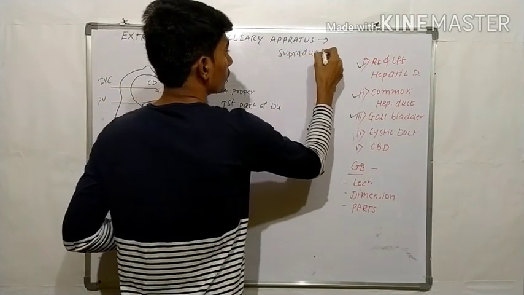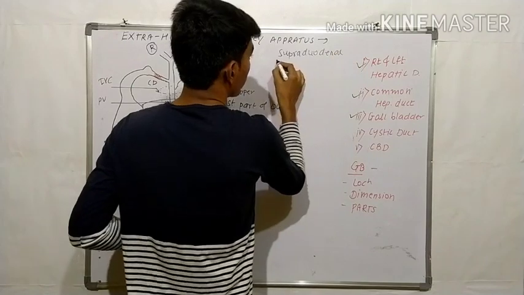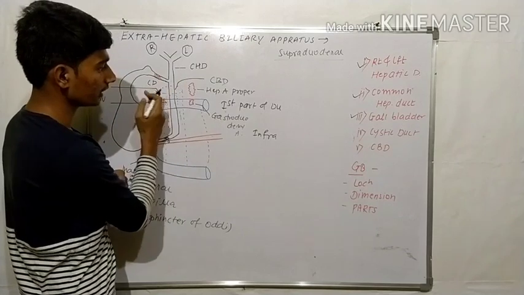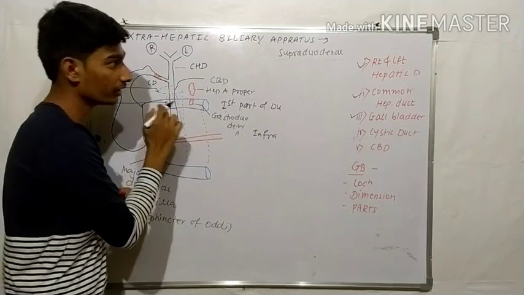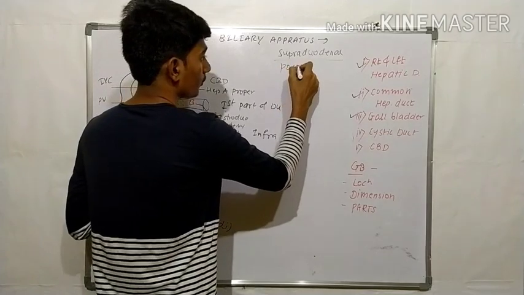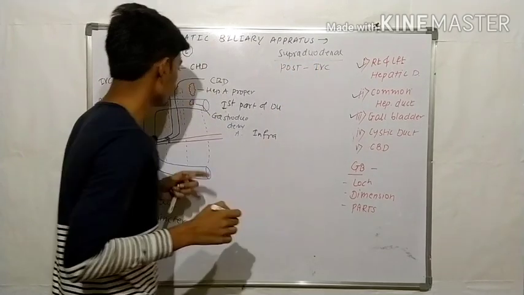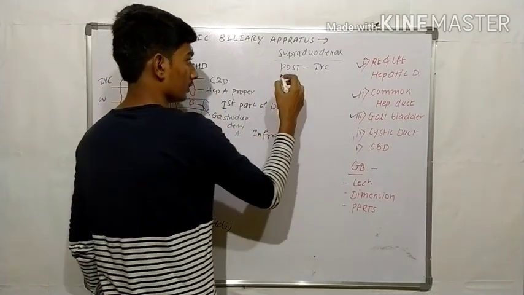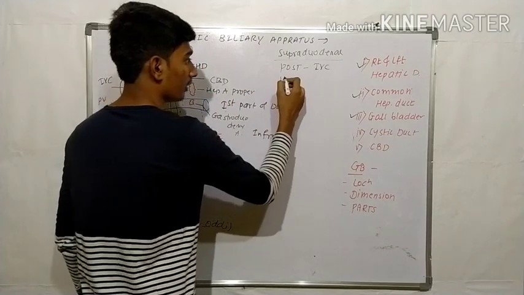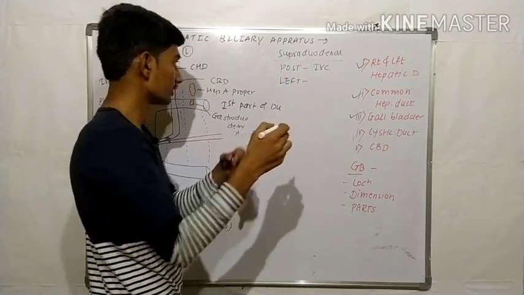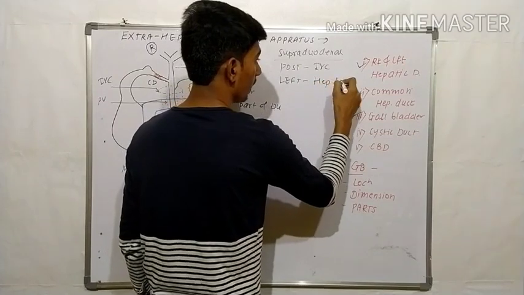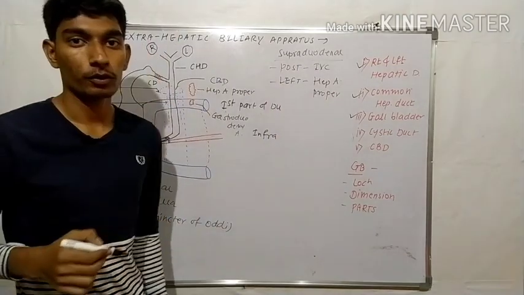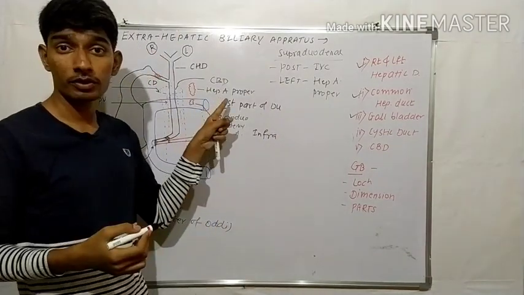Supraduodenal part: posteriorly, there is the inferior vena cava. Posteriorly inferior vena cava, and on the left side is the hepatic artery proper. This is about the supraduodenal part.